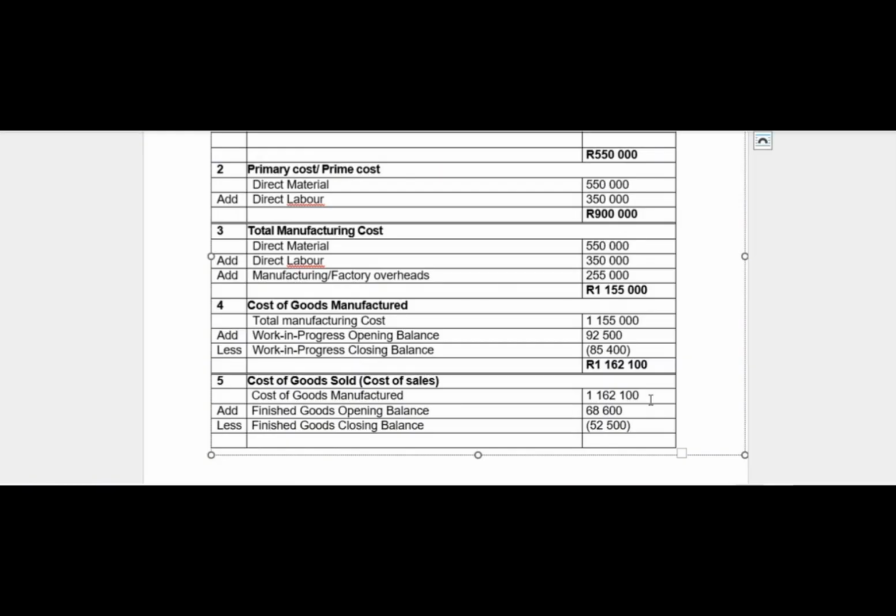So it's going to be 1 million 162,100 plus 68,600, minus the closing, which is 52,500, and then I am getting 1,178,200. That is your cost of goods sold. 1,178,200, right?